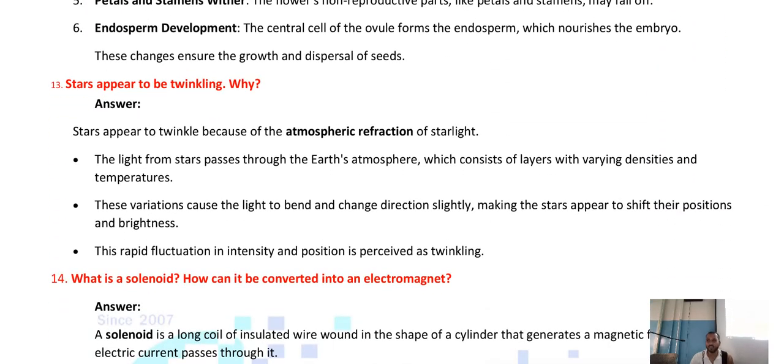Stars appear to be twinkling. Why? This is the question from the chapter, the human eye and the colorful world. So stars appear to be twinkling. Understood? This is happening because of atmospheric refraction.